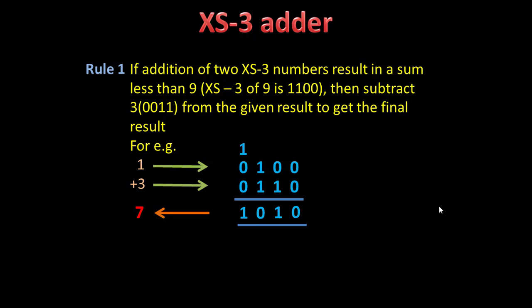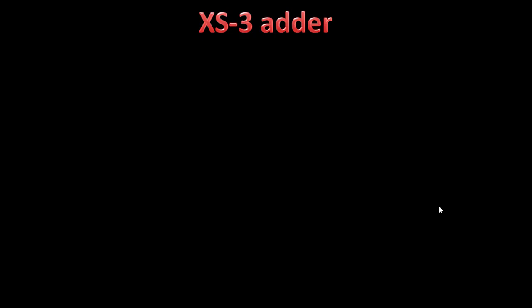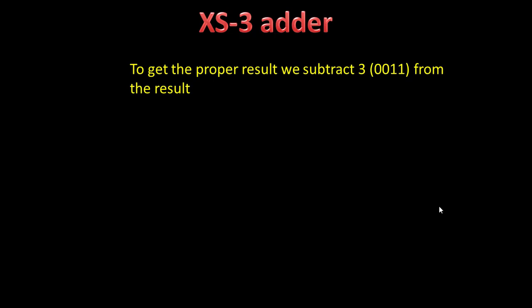So this is not the correct answer, we must get 4. The correct answer is 4, which is 0111. So this is the correct answer we must get. So how to get the proper result? To get the proper result, we subtract 0011 from the given result.